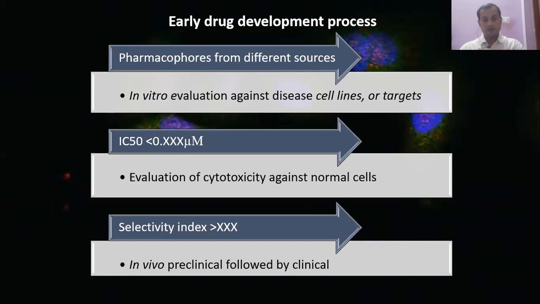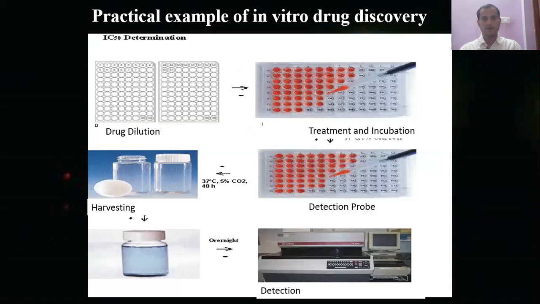Then again, toxicity is a major issue in the drug discovery process. So we have to evaluate its cytotoxicity against normal cells. On the basis of its efficacy and its toxicity in normal cells, we calculate the selectivity index. And if it crosses the level approved for that particular disease, then we will go for in vivo preclinical followed by clinical development.